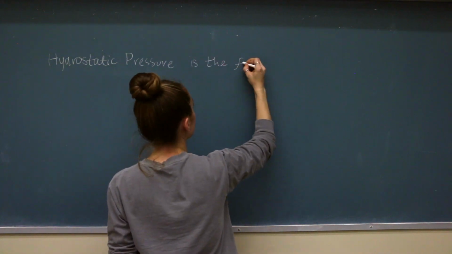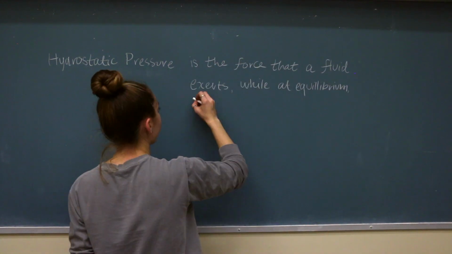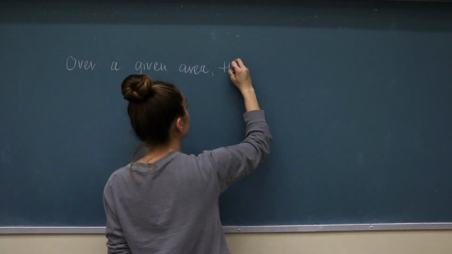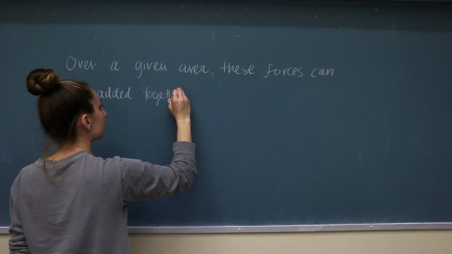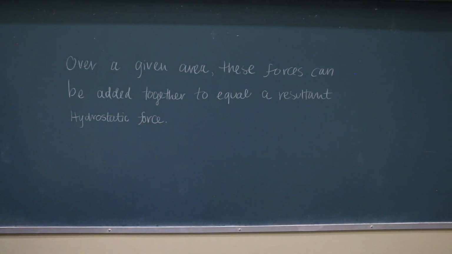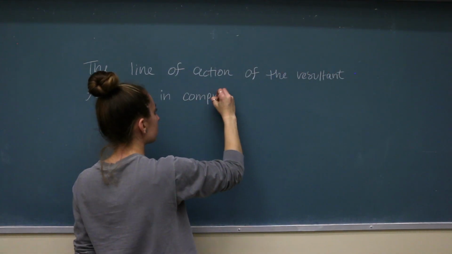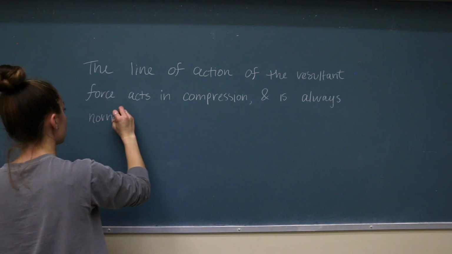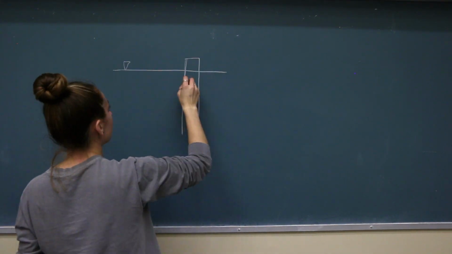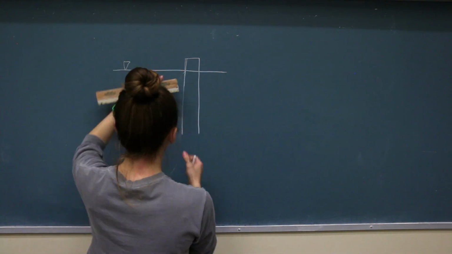Hydrostatic pressure is the force that a fluid exerts, while at equilibrium, at a given point within the fluid. Over a given area, these forces can be added together to equal a resultant hydrostatic force. The line of action of the resultant force acts in compression and is always normal to the surface. It acts at the center of pressure, denoted by Cp, rather than at the center of gravity, denoted by Cg.